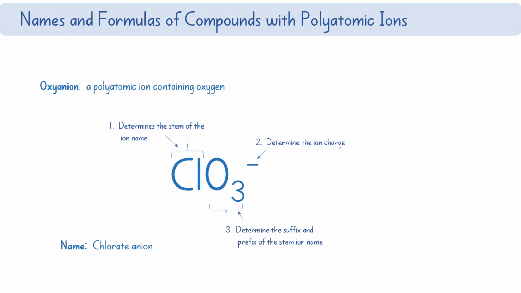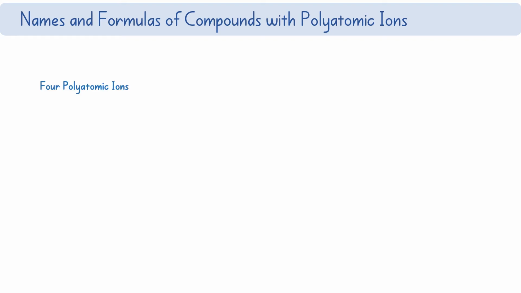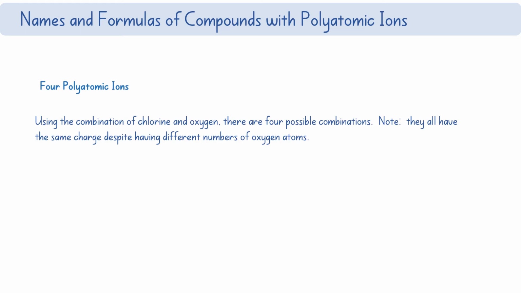Now, let's go from there. I said there were 4, so using this combination of chlorine and oxygen, you can come up with 4 possible combinations. But note, they all have the same charge despite having different numbers of oxygen atoms. Chlorate is the base polyatomic ion from which we will build the other 3. And as we said in the previous slide, ClO3 minus is chlorate.